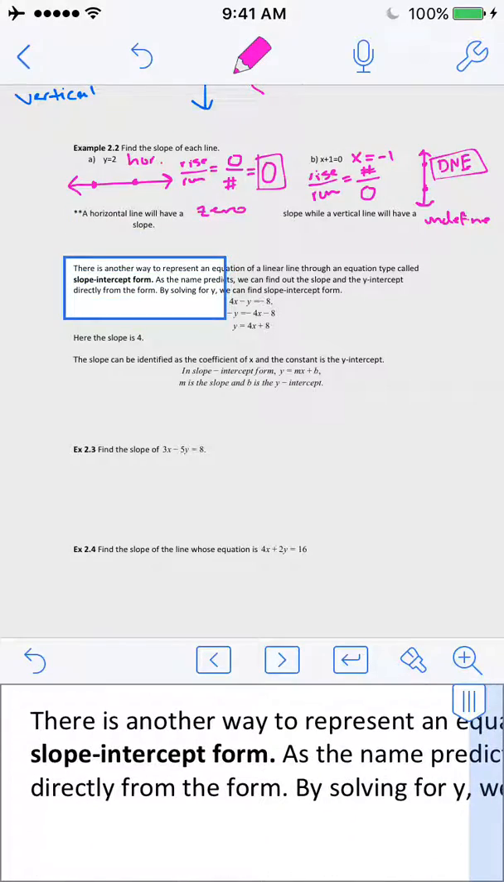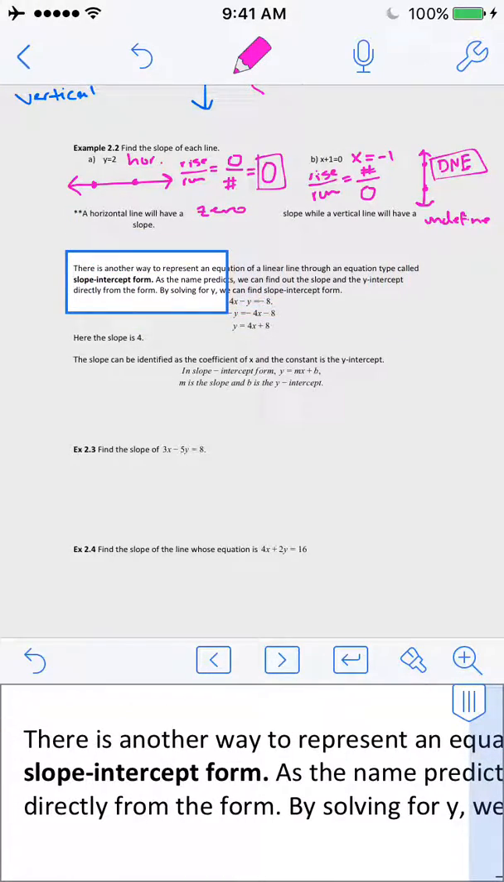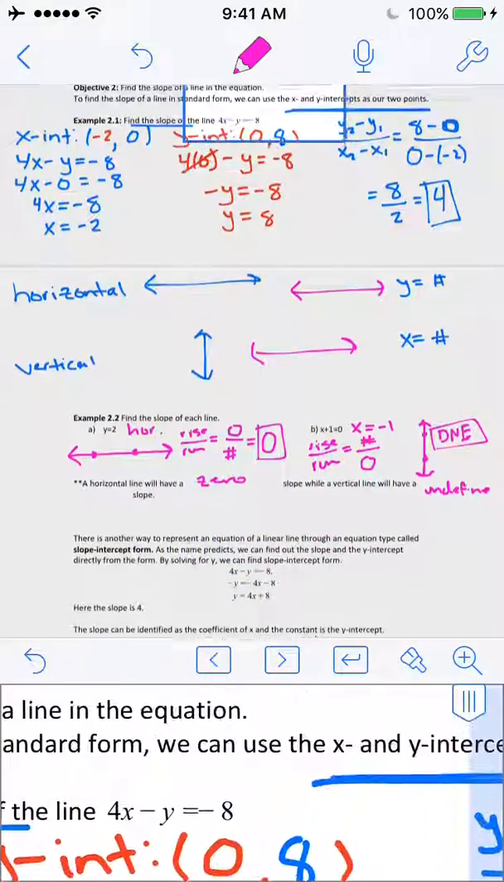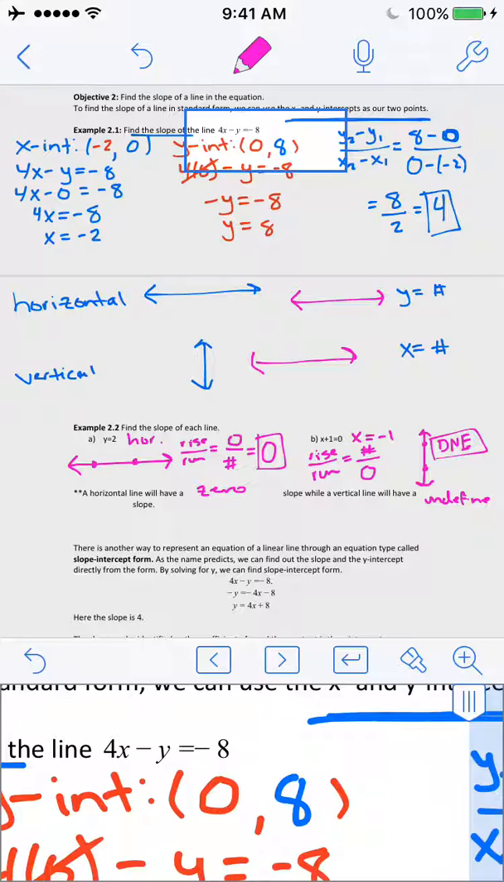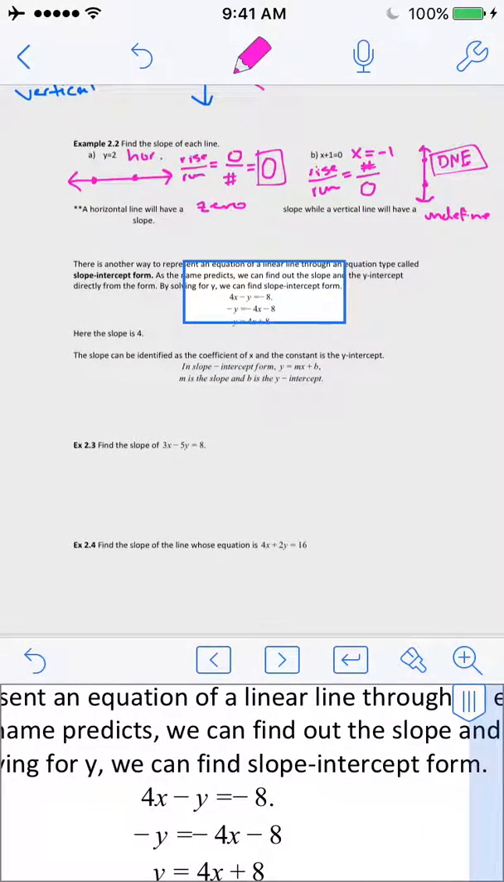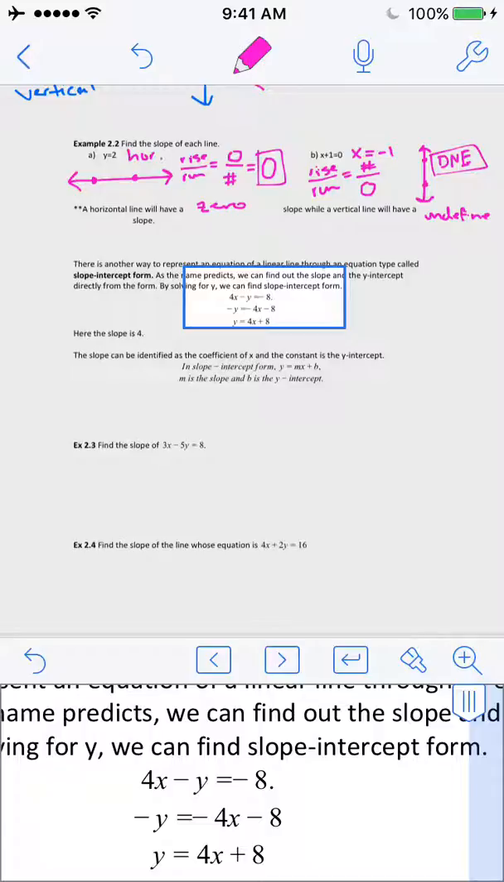Alrighty, finding the slope another way. So you've probably seen this other form before. Before we were talking about equations that looked like this, 4x minus y equals negative 8. We called those standard form, where you have ax plus by equals c. Standard form is always great. It's a great way to see everything on one side. It's very organized and clean.